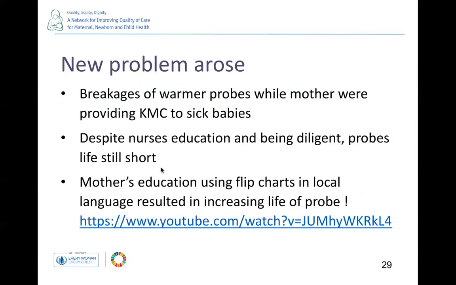While the KMC QI project was scaled, we noticed frequent breakage of the warmer temperature probe. Despite education of nurses, and diligent nurses, probe life remained short. But once mothers were educated using flip charts about the breakage of the temperature probe, the breakage decreased. Thank you, and we are now open for questions and answers.